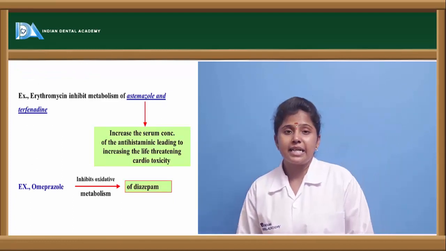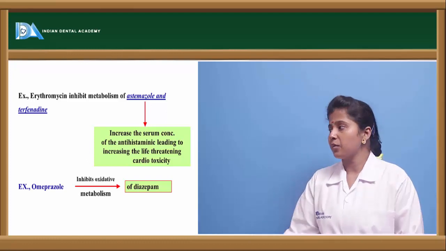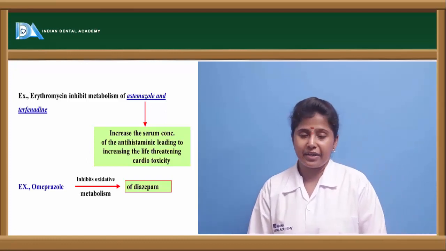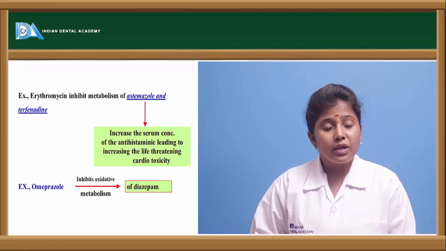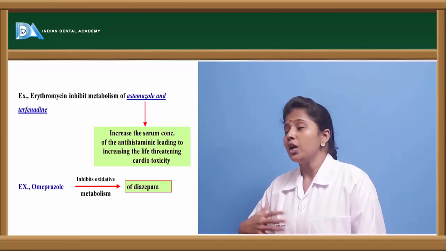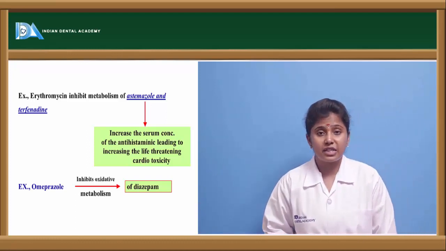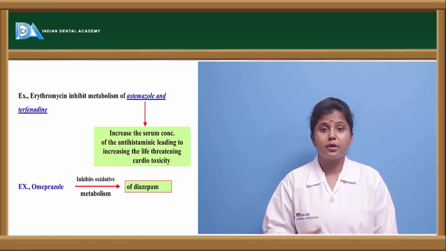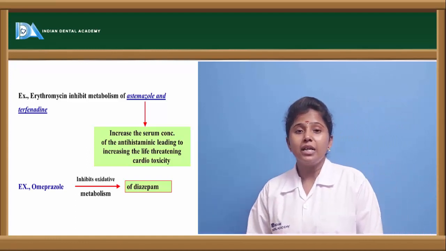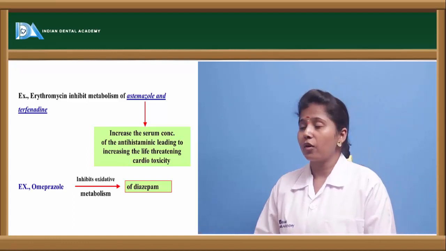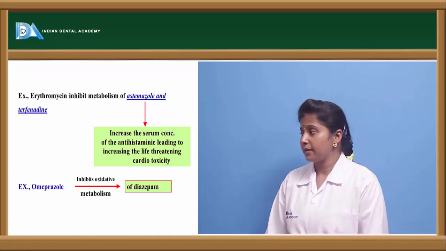If we take the example of another drug like erythromycin, it will inhibit the metabolism of drugs like astemizole and terfenadine. If these drugs' metabolism is reduced, they are available in the body more, and that leads to the toxic effects of these drugs. For example, these two are drugs which are very life threatening, and that may lead to cardiotoxicity because of their overdose. The other one is omeprazole. Omeprazole inhibits the oxidative metabolism of diazepam. If it is not getting metabolized, that leads to diazepam poisoning.